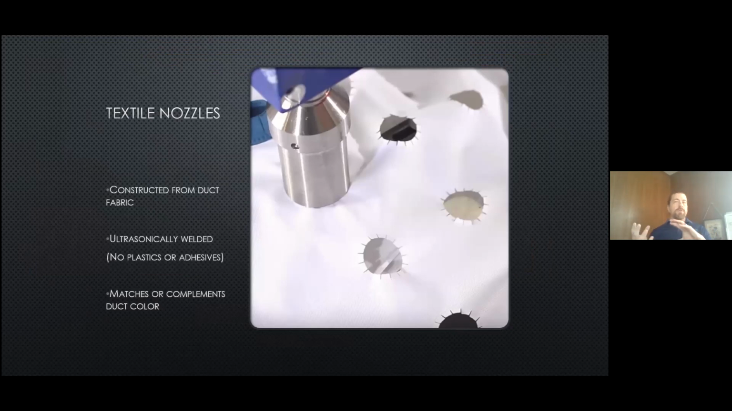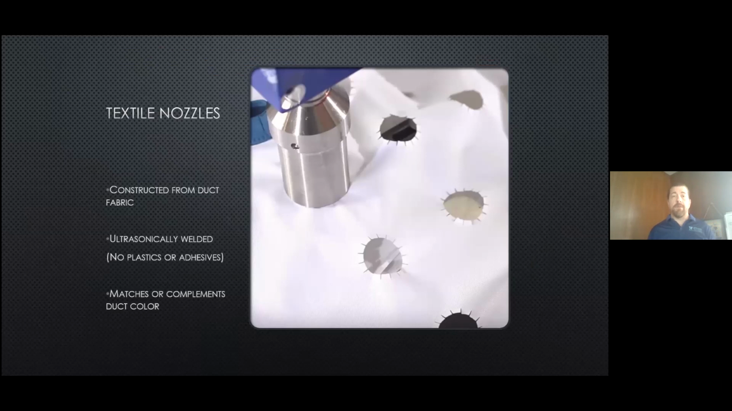All the other manufacturers incorporate plastic nozzles to these. A couple of things there. One, with plastic, the colors don't match, so it's not going to look exactly the same. The second problem is the plastic is not fire resistant. So when you've got rows and rows of plastic nozzles, you're actually adding a lot of burnable material into these designs. By using the fabric that we build the diffusers out of to make our nozzles, we eliminate both of those problems.